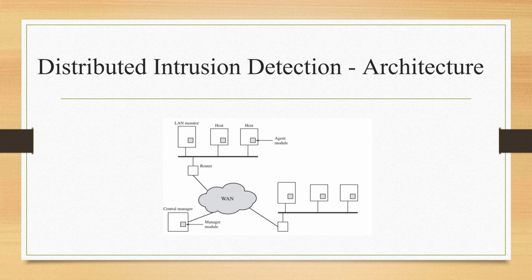Next one is called the distributed intrusion detection architecture that you can see in the diagram. This is an example of a distributed intrusion detection system. This was developed at the University of California. This diagram shows the overall architecture. It consists of three main components.